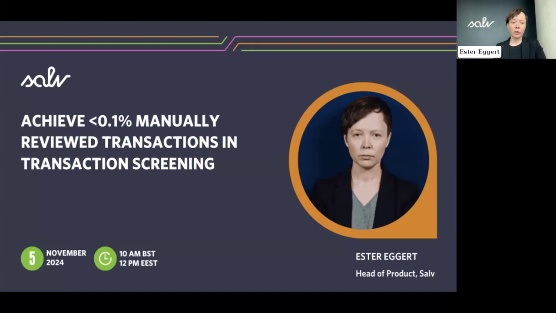But over these years, I have been working mostly with our products and making sure we deliver value to our customers. Today, we will be talking more specifically about transaction screening. But of course, as many of you might be familiar, our product offering is relatively broad, so this is just one small part of it.